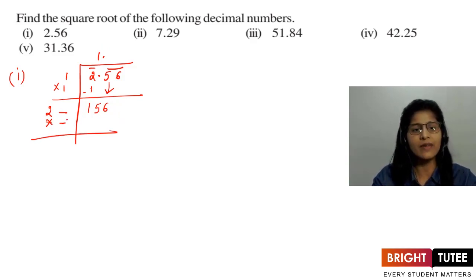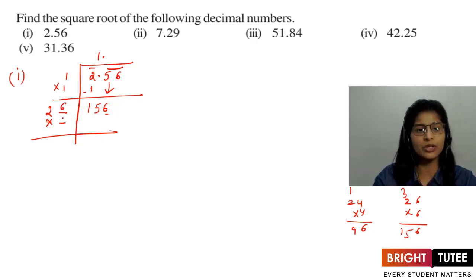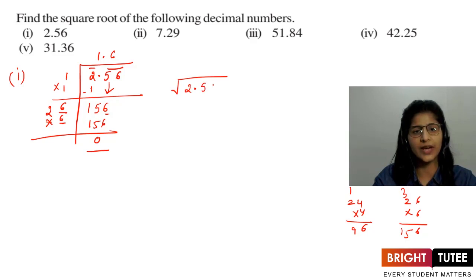Let's try it out. 156, we will get 6 at the last digit. So we try 4. 4 4s are 16, 1 is a carry, 4 2s are 8 and 1 is 9. We are not getting 156. Let's try with 6, because with 6 we also get 6 at the unit place. 6 6s are 36, carry is 3, 6 2s are 12 and 3 is 15. Yes, we get 156 if we put 6 here. So it will be 156 and the remainder is 0. So the square root of 2.56 is equal to 1.6.